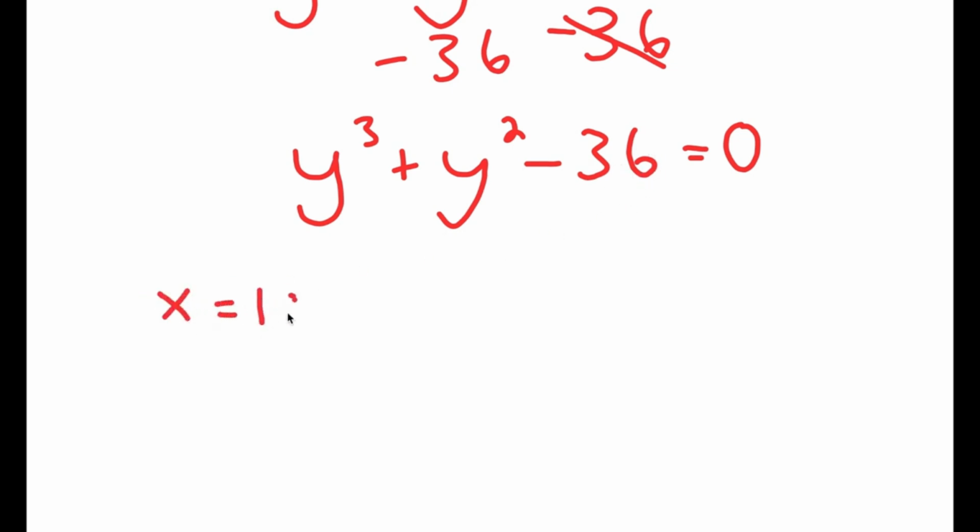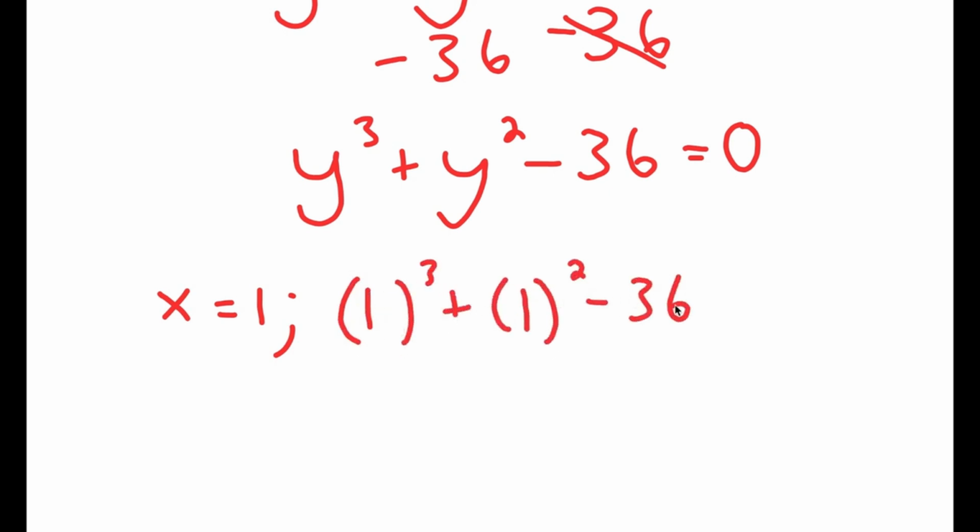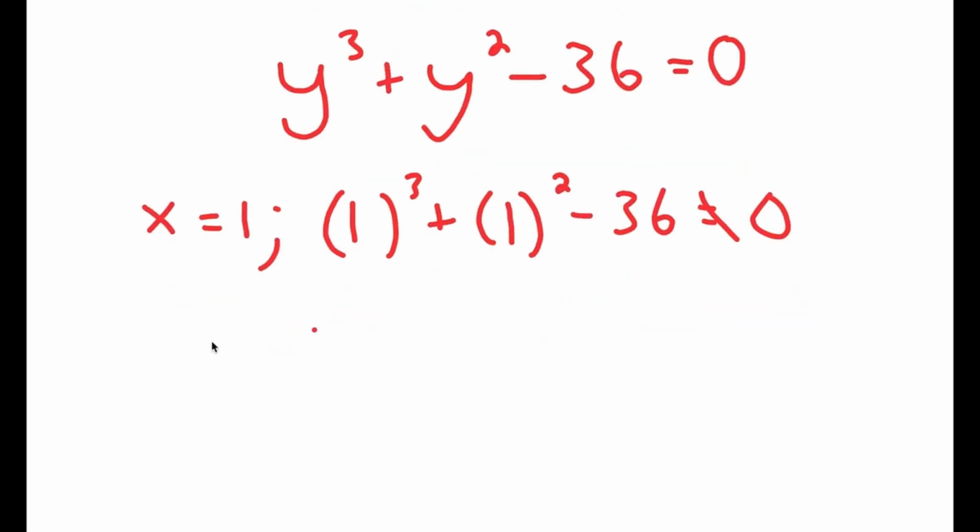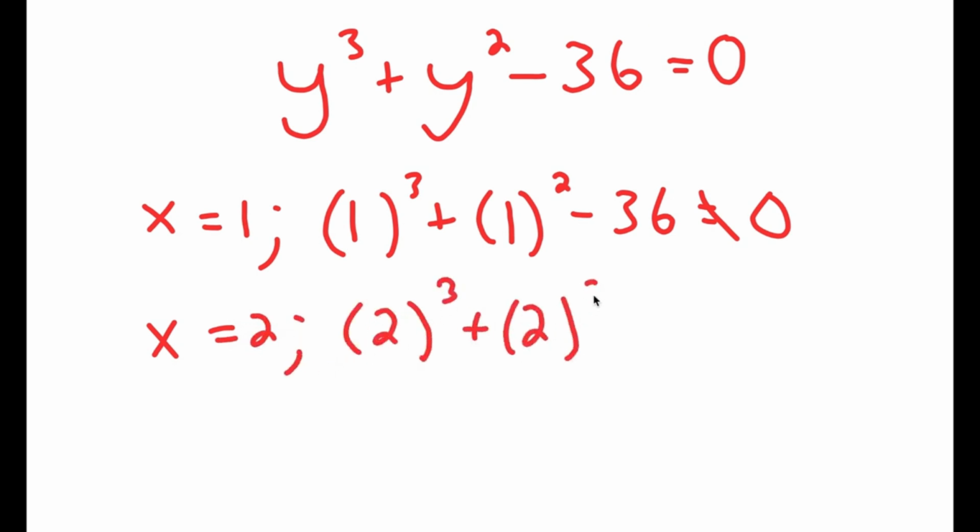So we're going to first plug in x equals 1, and if x equals 1, we get 1 to the power of 3 plus 1 squared minus 36, which is equal to 2 minus 36, which does not equal 0. For x equals 2, I get 2 to the power of 3 plus 2 squared minus 36, which is equal to 8 plus 4, which is 12 minus 36, which again does not equal 0.